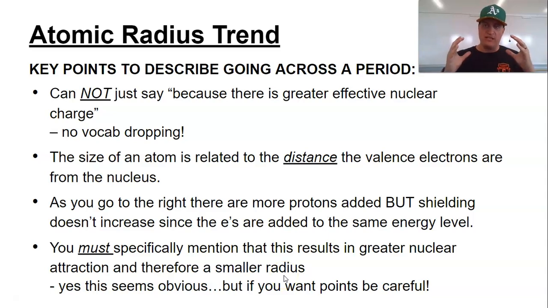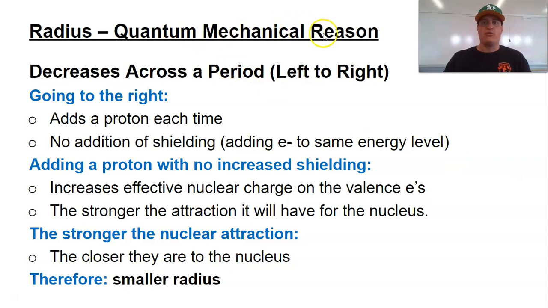Always get down to the explanation of the why, not just the description of the how or what. Again, be careful. When we think of quantum mechanics, radius decreases across to the right: you add a proton, and there's no addition to shielding. So when you have that, the effective nuclear charge goes up, the attraction is stronger, and the stronger attraction means the smaller the radius, because Coulomb's law is the charges over the radius.